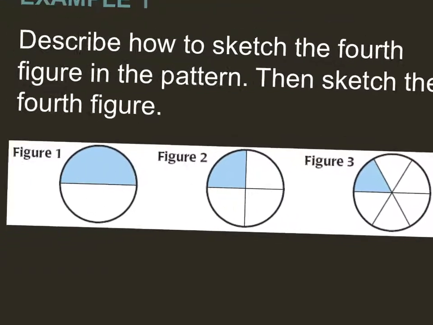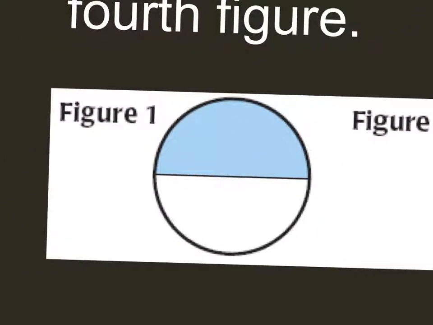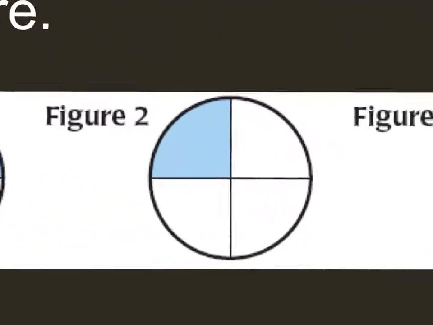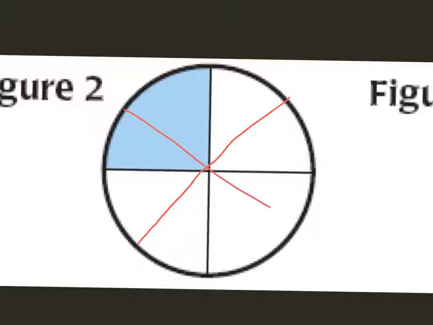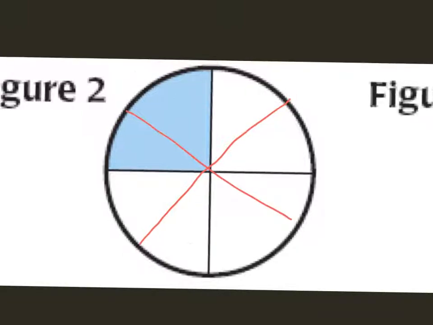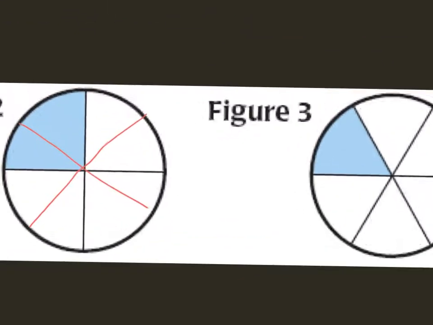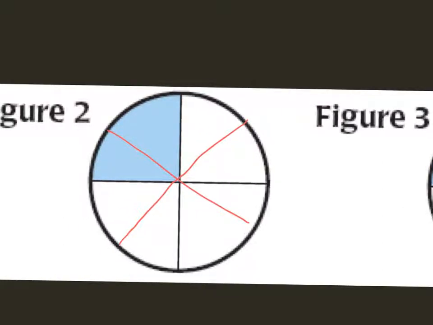So it's not just each one being divided in half, because this is the circle divided in half, and then it got divided in half again. If I divided this in half, let's say I went like this, then I would expect that there are 8 pieces. But the third figure does not show 8 pieces, so that would not be a valid conjecture.